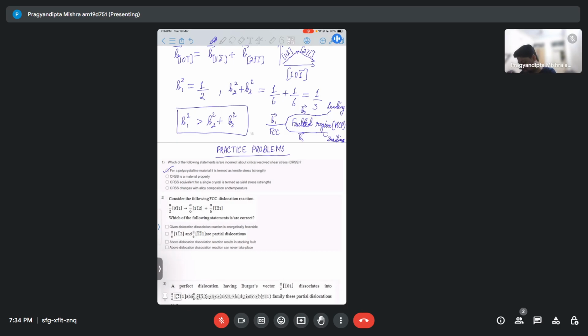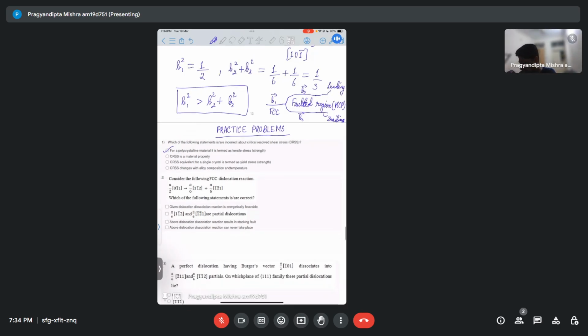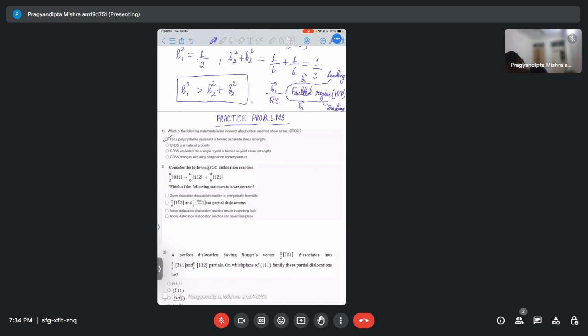So now, second question. They are saying, consider the following FCC dislocation reaction: a/2[01-1] gives a/6[11-2] and a/6[1-2-1]. Which of the following statements are correct? Given dislocation reaction is energetically favorable. So for it to be energetically favorable, the energy, b1 squared, should be higher than b2 squared plus b3 squared, right? I have already shown you this.